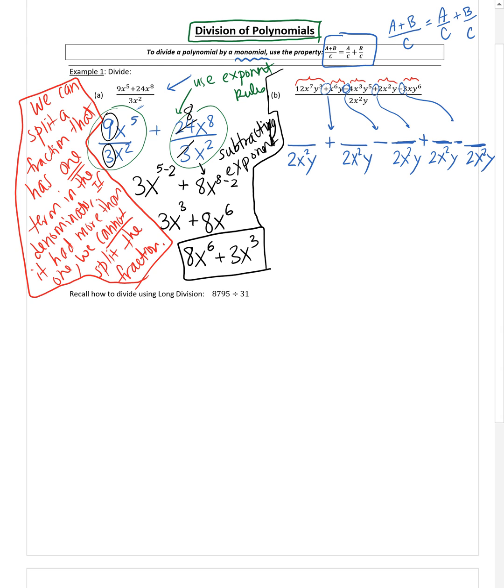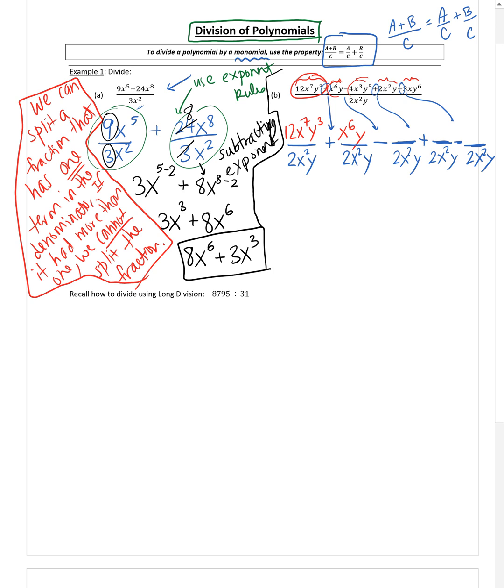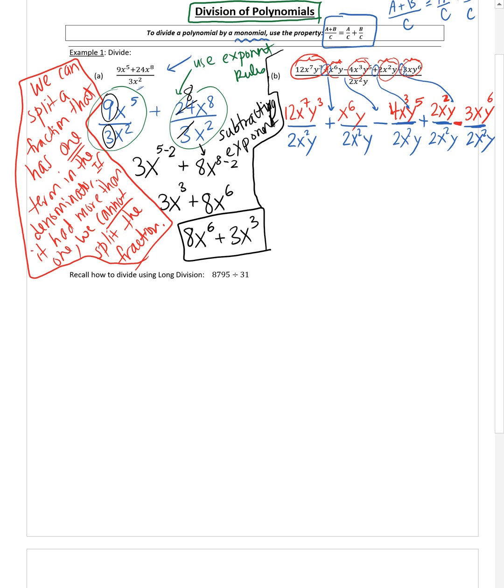So the first term in the numerator was 12x to the 7th, y to the 3rd. And the second term, I kind of wrote over it, sorry. It's x to the 6th, y. Let me see, I don't think we had an exponent on y, right? Did we? No, okay, good. The third term was 4x to the 3rd, y to the 5th. The fourth term, 2x squared, y. The very last term is 3x, y to the 6th. And I'm glad we already took care of all the negatives and the positives, so I don't have to worry about that. They're all taken care of here as the signs between the fractions.